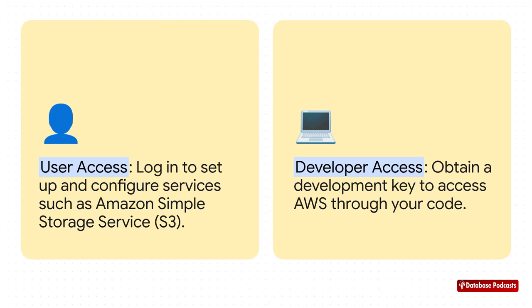Now, to work on AWS, you're actually going to need two different kinds of access. Think of it like wearing two different hats. First, you've got your user access hat. This is your admin hat. You use it to log into the web console and set things up like a database or a storage bucket. Then you need to put on your developer access hat. This one's for your code. It gives your application the special keys it needs to programmatically talk to all those AWS services you just configured.